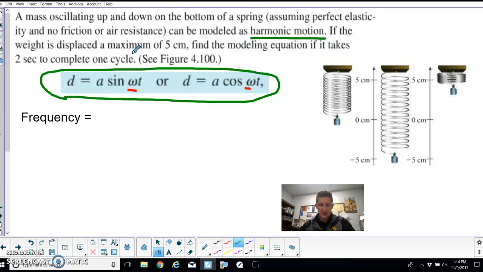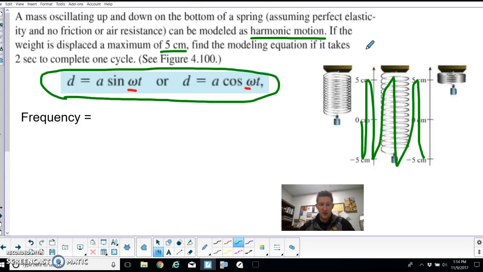Now, if the weight is displaced a maximum of 5 centimeters, so if you can picture this thing, it starts at 0, it's pulled down to 5 centimeters, is let go, and it bounces up to 5 centimeters above, and then back down to 5 below, back 5 above, 5 below, etc. Okay? So, what's going on here is I've got a couple things.